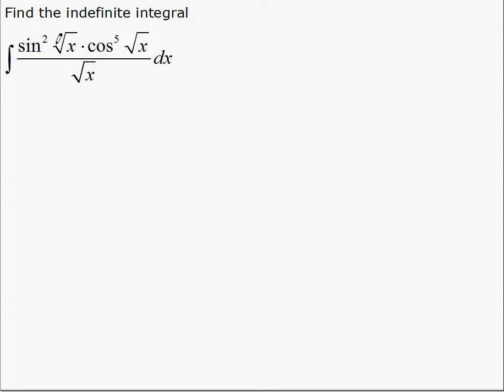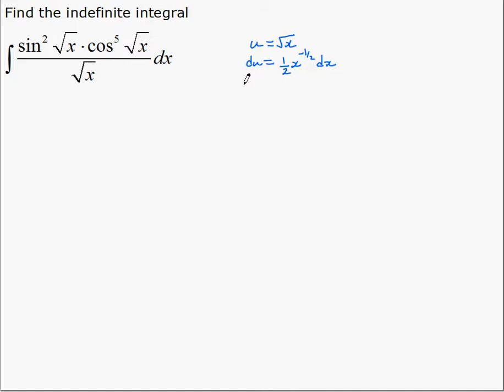Hopefully we can recognize by now that the argument here is root x, and the derivative of root x is going to be 1 over root x dx. So by doing a u substitution, we can actually get rid of all the root x's. This is not a necessary step, but it will make the question a lot easier to look at, if nothing else. So if we say u is equal to root x, then du is equal to a half x to the minus half dx.